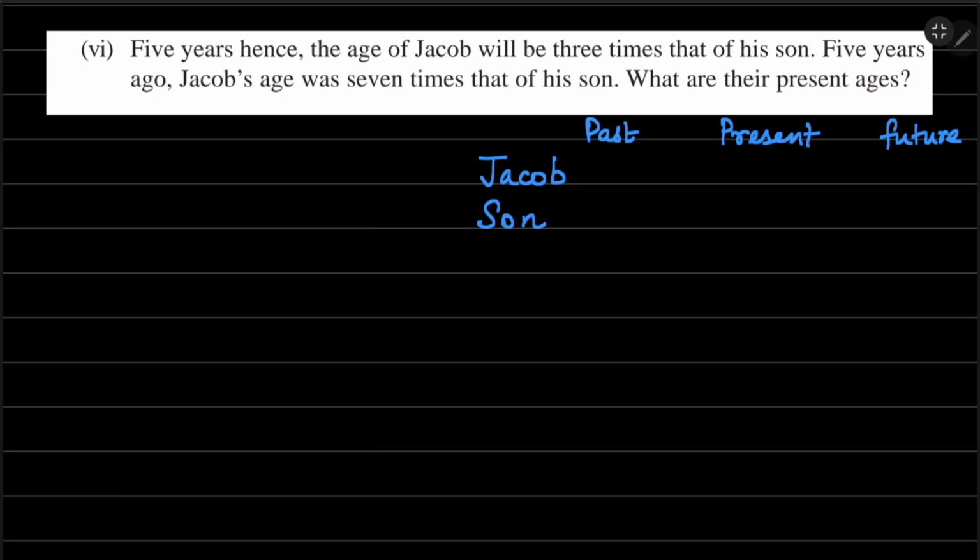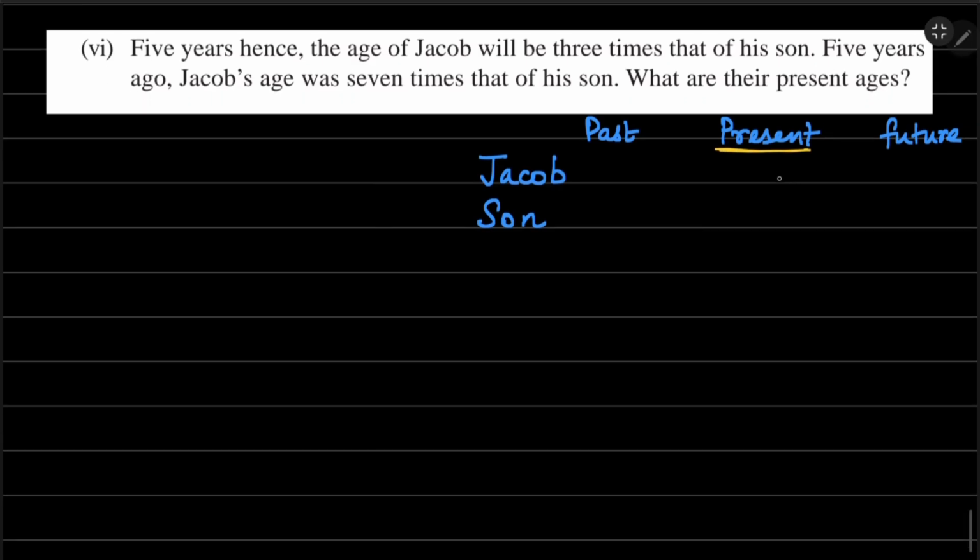Just an example. Okay, so let the present age, what are you asked here? See, 5 years ago, that means past. Okay, and 5 years hence means future. Jacob's age will be 7 times that of his son. What are their present ages? So you are asked to find their present ages.